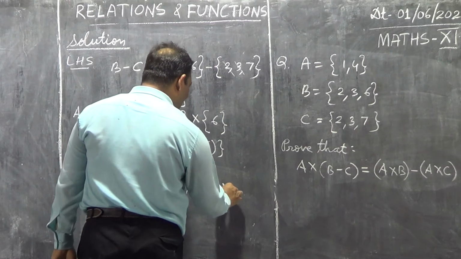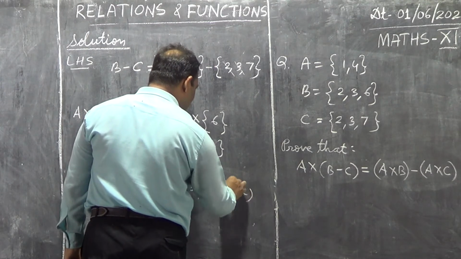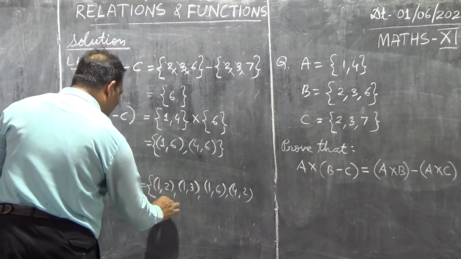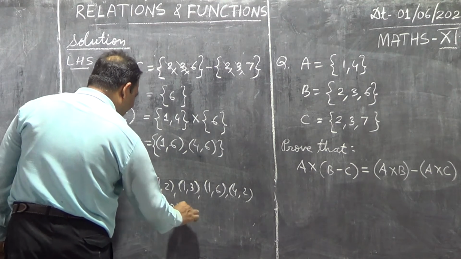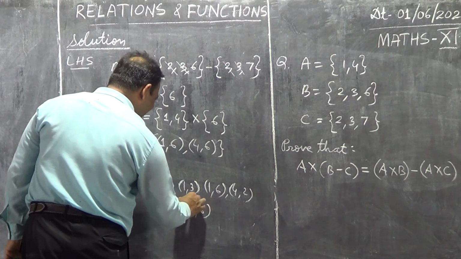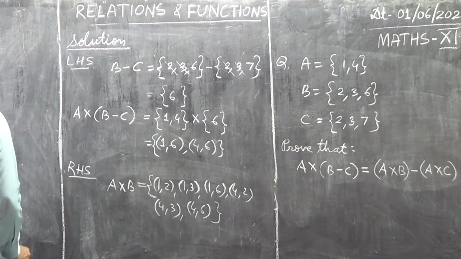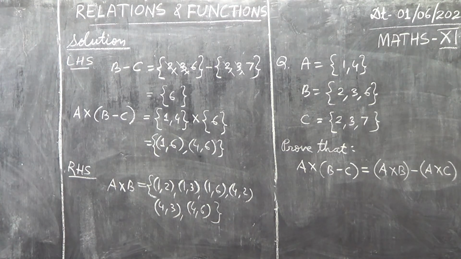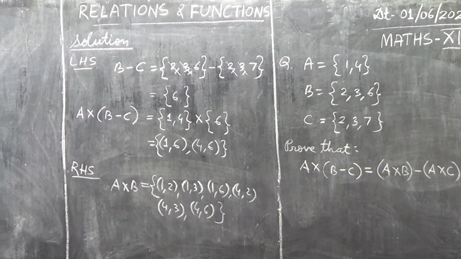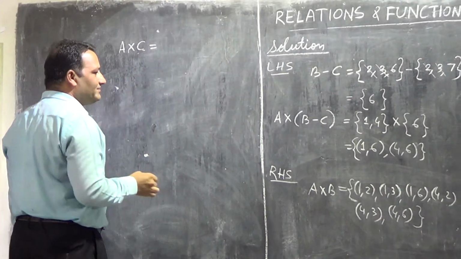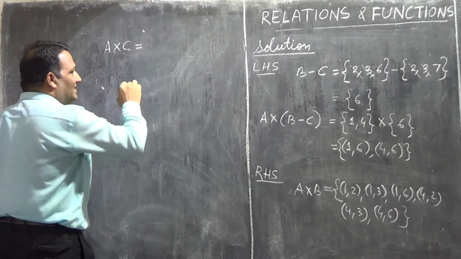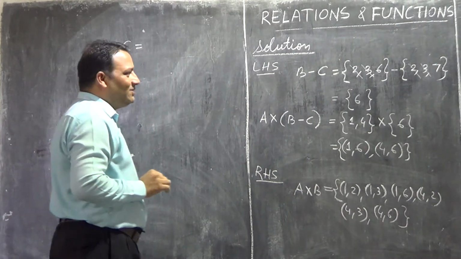Then (4,2), (4,3) and (4,6). This is A cross B. Then we can calculate A cross C now. A cross C, here we can calculate.